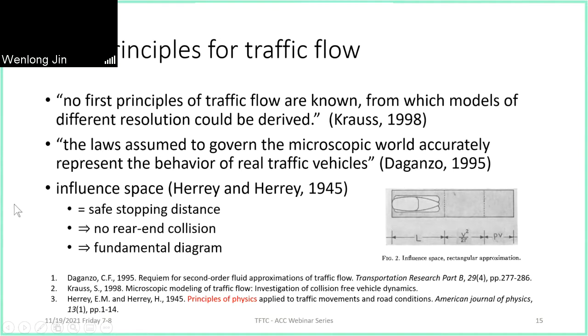It turns out that as early as 1945, two physicists already introduced some principles of physics and applied them to traffic movement. They introduced the so-called influence space. Nowadays, this is equivalent to safe stopping distance. There's a reaction time, a deceleration braking distance, and a safety cushion. This is a very interesting article, but it's not well known. He showed that with such a principle of safe stopping distance, we can guarantee no rear end collision, that is, collision free, and it also leads to a fundamental diagram.